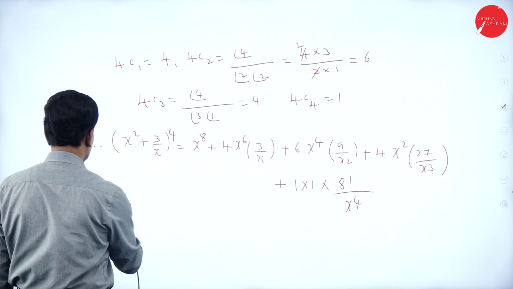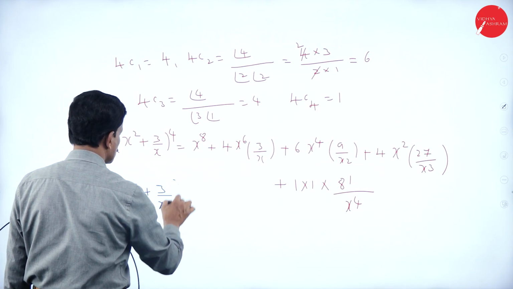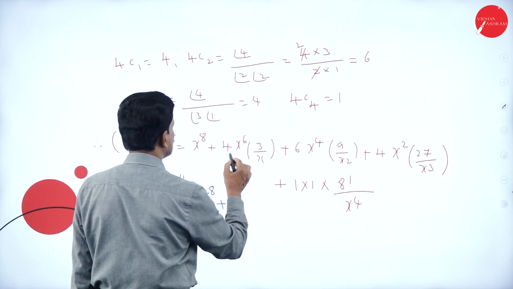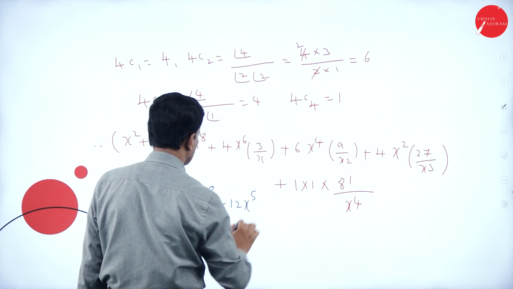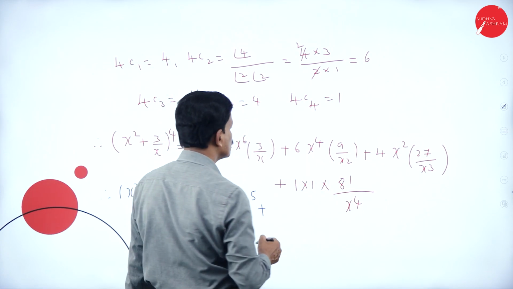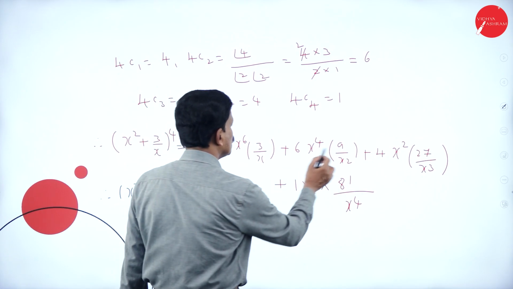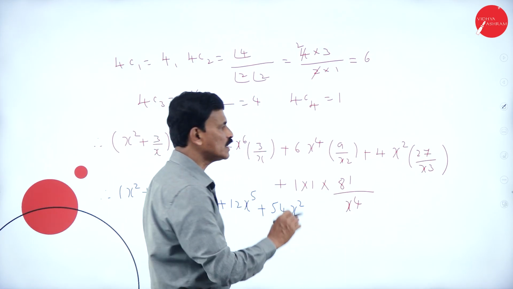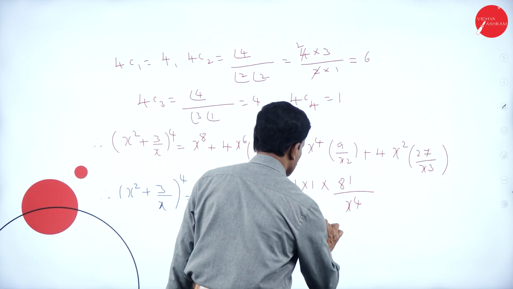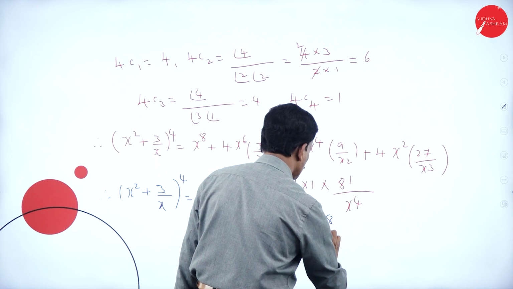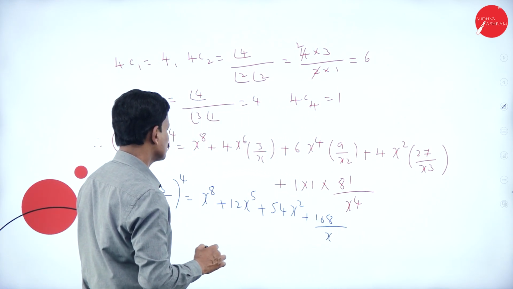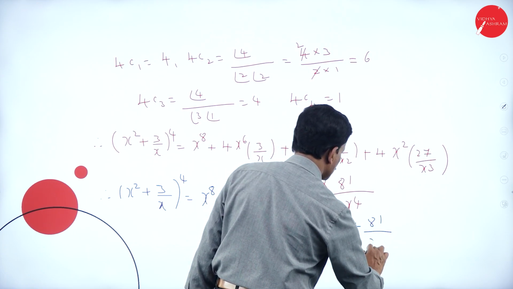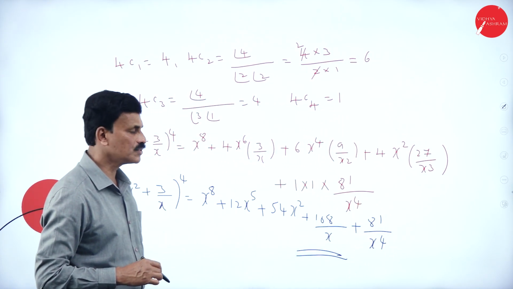The final answer for this is therefore (x square plus 3 by x) whole to the power of 4 is x raised to 8 plus, x and x gets cancelled, 4 threes are 12, x to the power of 5, plus x square term gets cancelled, 9 into 6 is 54, x square, plus multiply 27 into 4, so this is 108, x square gets cancelled, 108 by x, plus 81 into 1 is 81 divided by x to the power of 4. These are the values you are going to get, that's it.